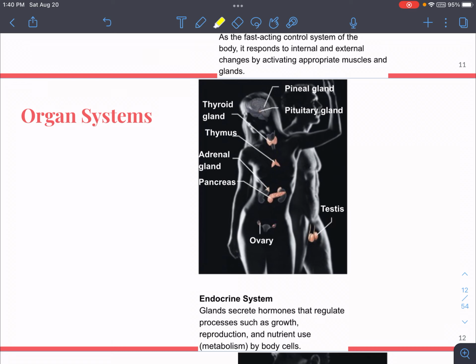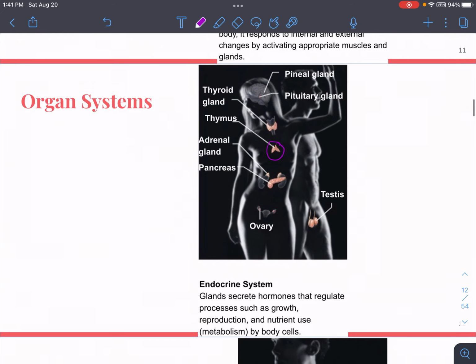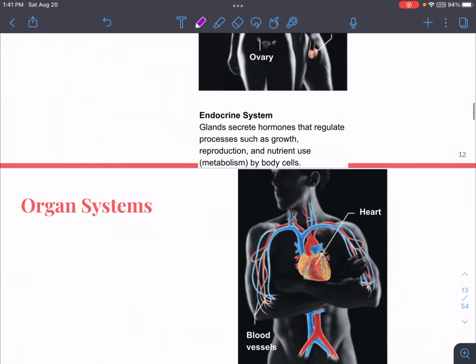In females, we have the ovaries. Those produce a lot of your estrogen. And the testes, in males, produce a lot of the testosterone. We also have the thymus. It is most active when you're a child, and by the time you're an adult, it's kind of shriveled away. It's not very useful anymore, but it helps produce immune cells to help with your immune system and fight off any kinds of infection.